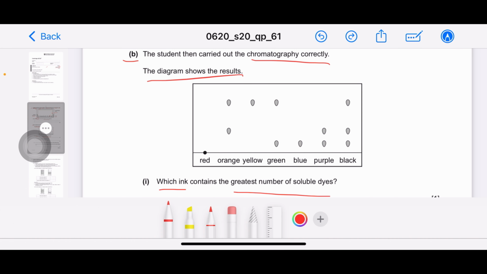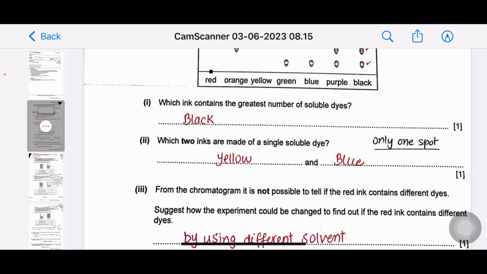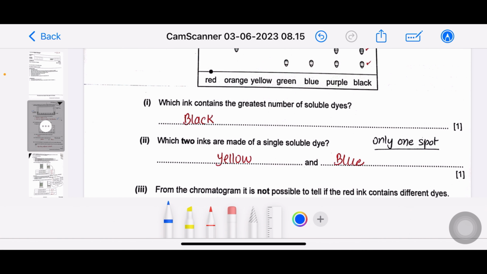You have to check each color. Orange is having 2 spots, yellow is having only 1 spot, green is having 2 spots. So you can see the black is having 3 spots, so black is the answer because it is giving you the greatest number of soluble dyes. So the answer is black color.